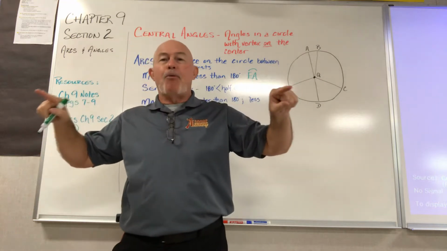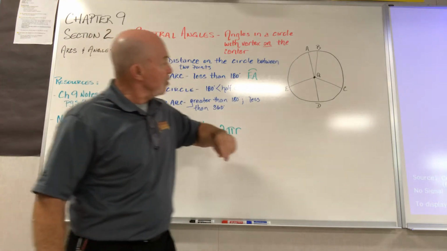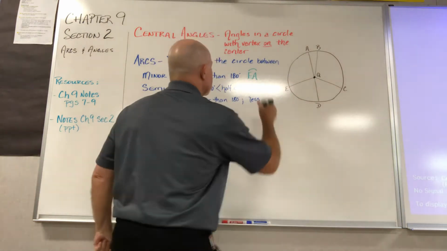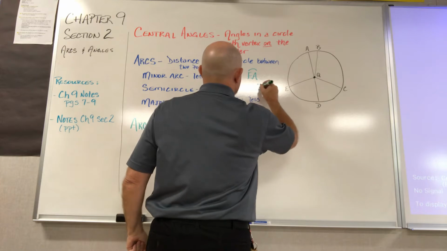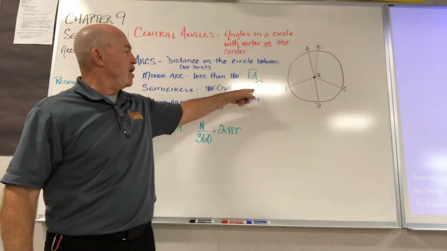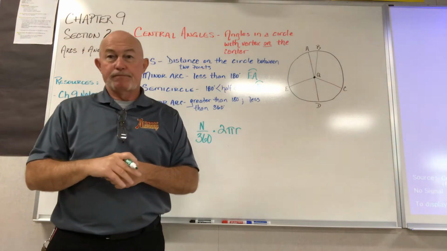or a semicircle, which is exactly a half circle. Look for the endpoints of a diameter. That's your key. Okay, so in this one, AD is a diameter. So AD or DA would be that particular arc.